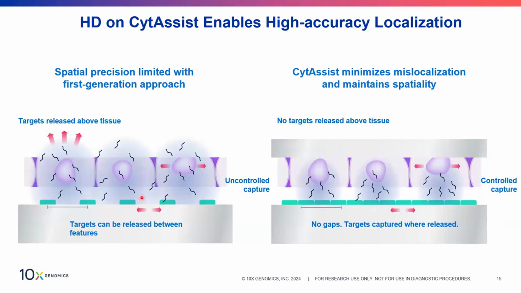So as I mentioned before, on the older version, you have these spaces that are not oligo covered in between. This does not exist on the HD slide. So the products can be captured wherever they are located, and they don't need to be lucky to be located where oligos are, because for the Visium HD, the oligos are covering the entire capture area.